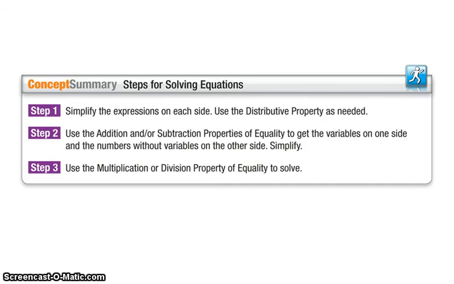Okay, here are our steps for solving equations. We want to make sure that we simplify both sides of the equation first, and if there's the distributive property, we want to do that first. Then we can go ahead and do addition and subtraction to get the variables on the same side and the constants on the other side. And then we can go ahead and do our multiplication and division.